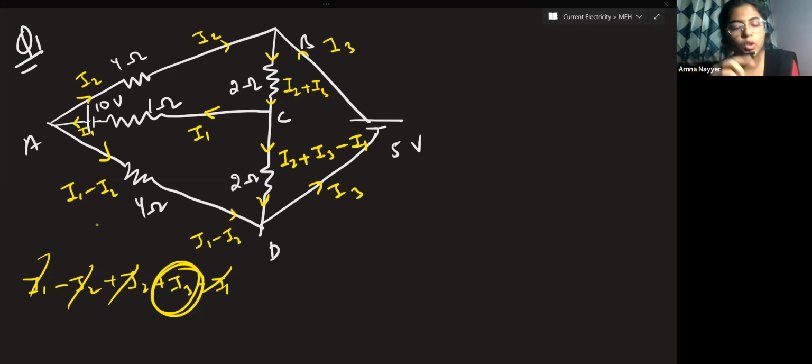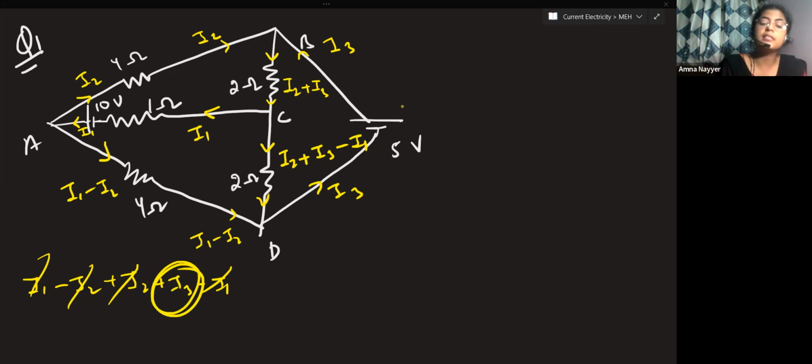In the loops, you can take any direction you wish to. How I2 plus I3 minus I1? See, in this branch, we had started with this branch. So I had taken I1 current is coming out. Whatever current, that's actually a good question, Fahad. Whatever you take the current in a single branch, that complete branch has the same current.